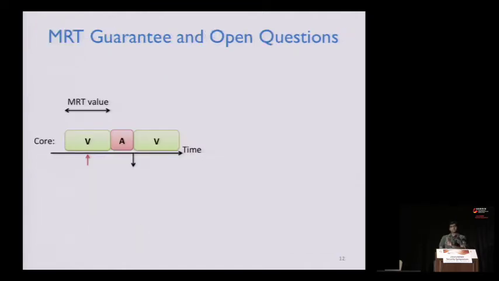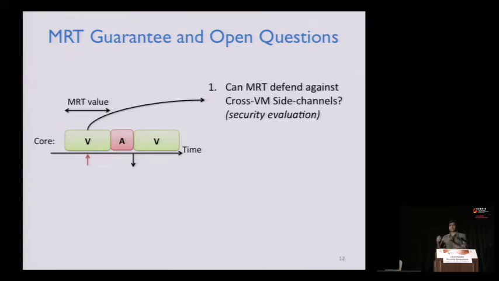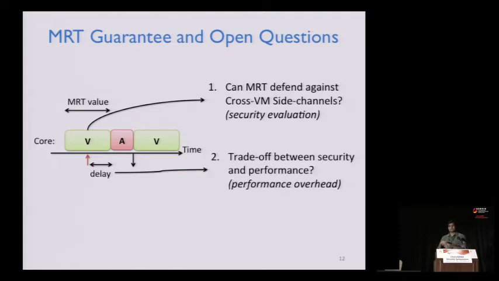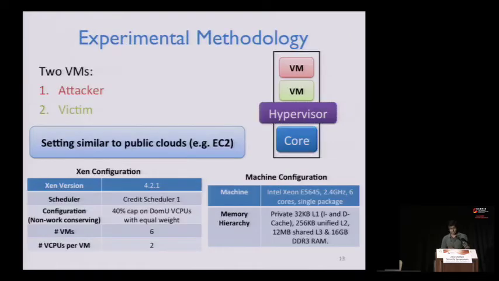So particularly, we want to answer two questions in this work. One is, can this MRT mechanism defend against realistic prime and probe attacks? And what should the value of MRT be to defend against most side channel attacks? The next question is, although it's best to increase the MRT to a very high value, it may affect the performance of benign interactive workloads. So we want to find a middle ground between security and performance guarantees. Let's first look at the security evaluation of this MRT mechanism.